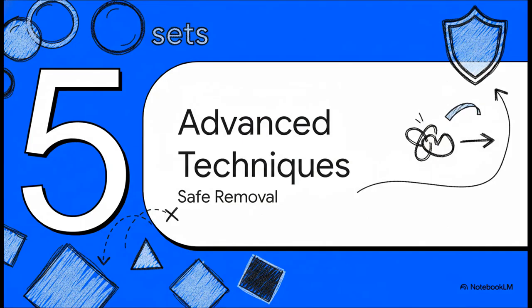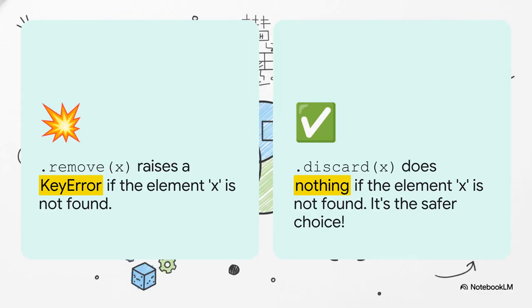So now that you've got the basic moves down, let's get into a couple of pro tips. First, let's talk about how to remove things from a set without accidentally blowing up your program. There's a very subtle but incredibly important difference between using .remove and .discard. Yep, they both get rid of an element if it's there.